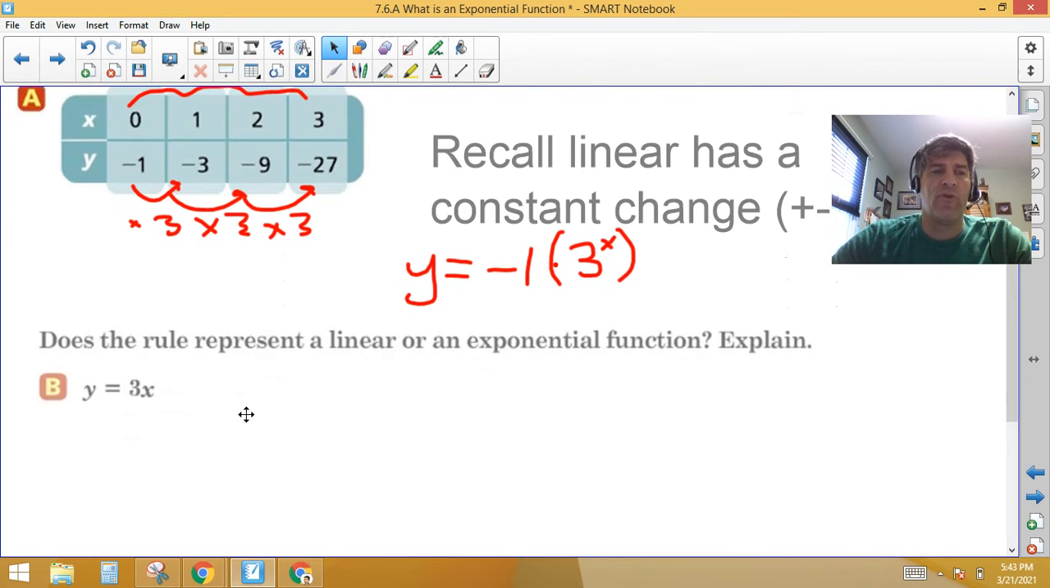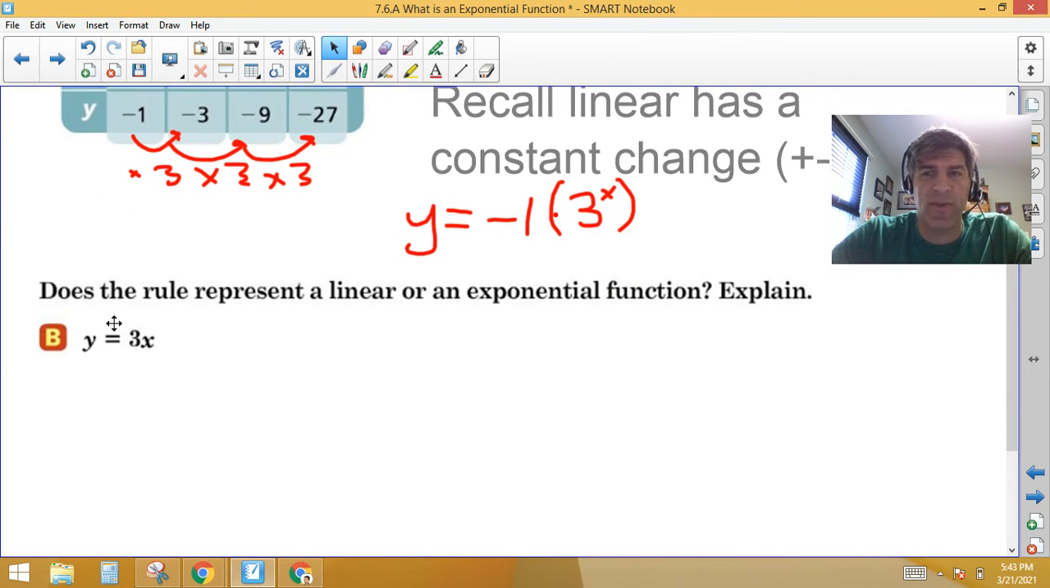All right. What about this rule right here, this equation? Is it linear or exponential? And then explain. What do you think? Well, this is going to be linear. The x is not an exponent. This is actually y equals mx plus b, where the b is just 0 and the slope is 3. All right, this is a straight line, constant rate.